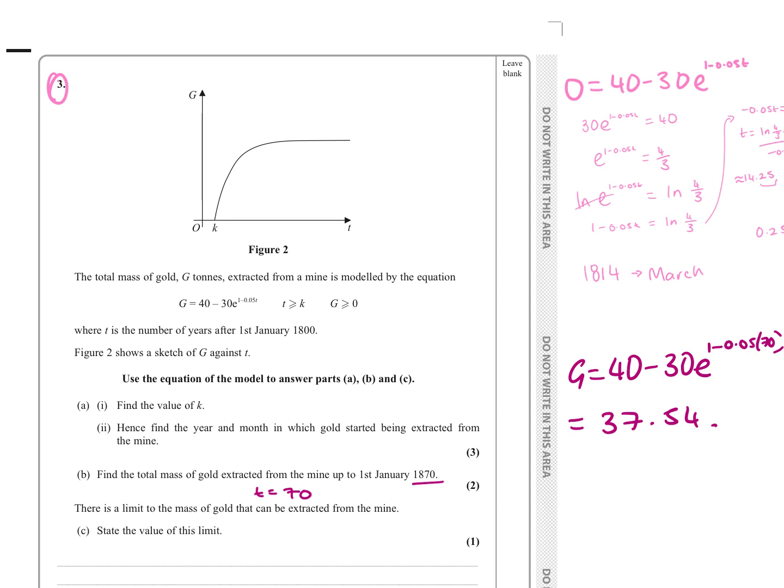So the limit, as t tends to infinity, G is going to tend to 40, because the bigger this gets, the closer this gets to 0. Minus 30 times 0, 0, 40. Someone's got an answer for that.